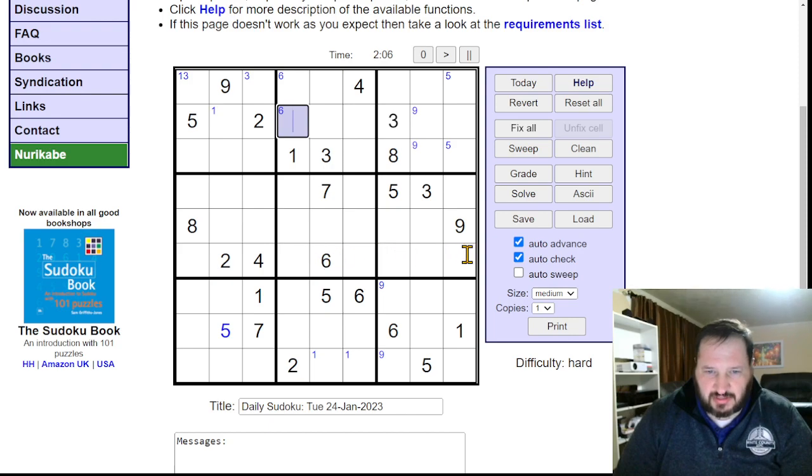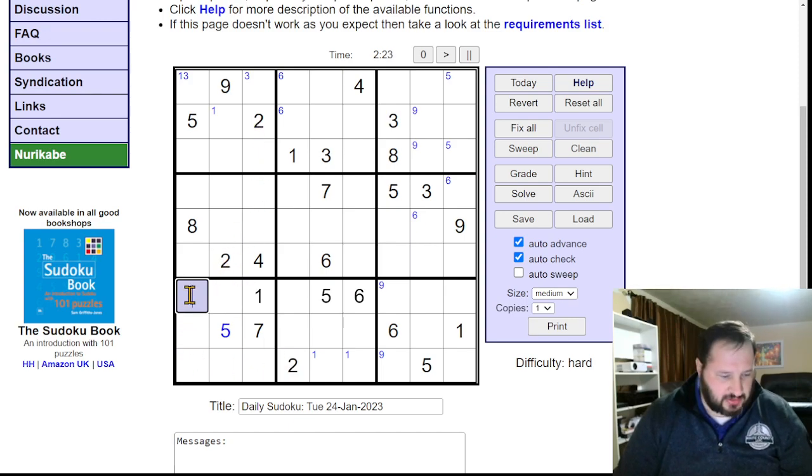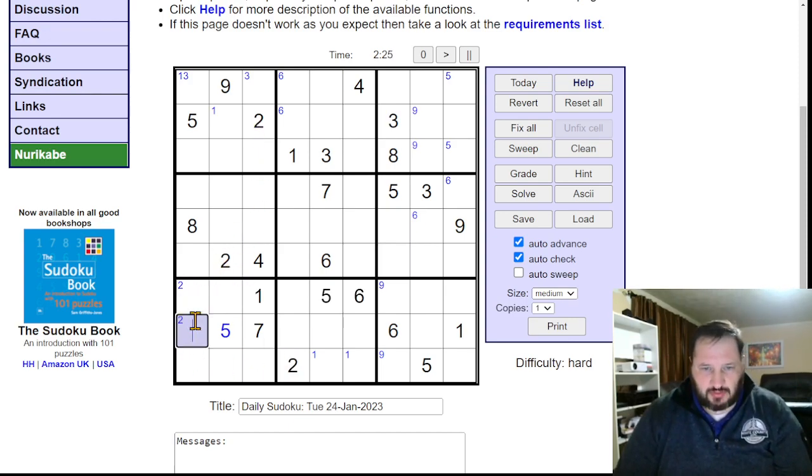We do have a 6 across the bottom, a 6 across the left side, so we know that 6 has to be one of these two. Okay, we have a 2 down the center, 2 down the right, and a 2 across the bottom. So one of those two has to be a 2. 3 down the left, 3 down the center. So we have to have a 3 over here somewhere.